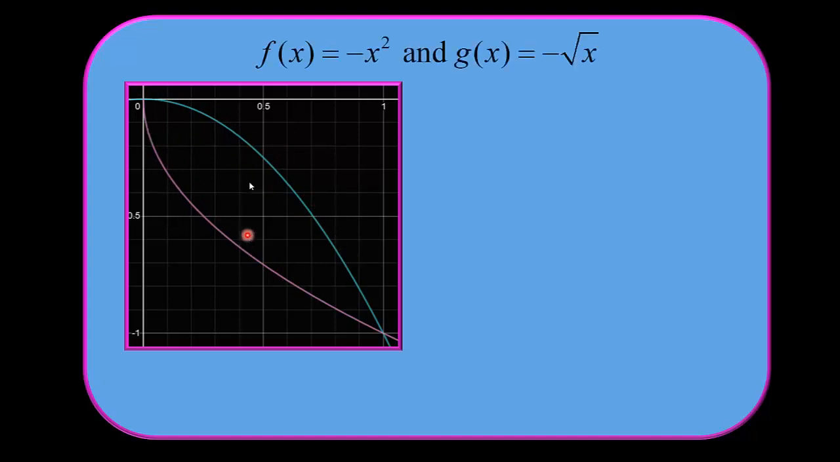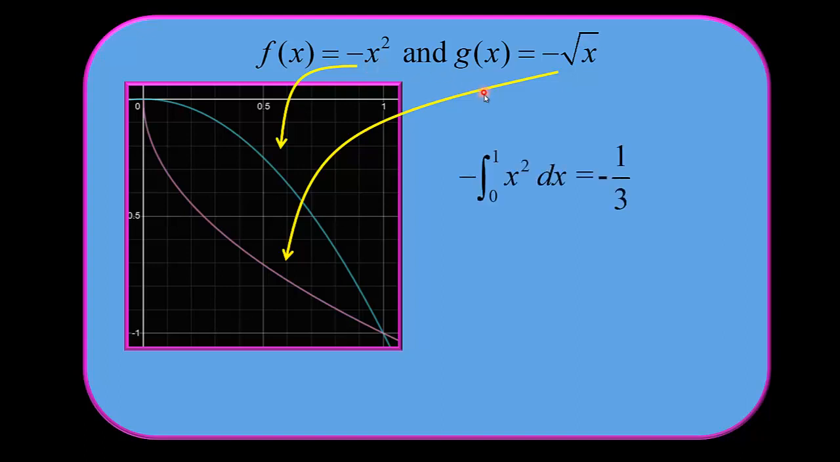Now these functions happen to be f of x equals negative x squared. That's this one right here. And g of x equals negative square root of x. That's this one here. And you can clearly see that the top function is negative x squared. So let's do this. Let's find out what the integral is from 0 to 1 of negative x squared. Now I went ahead and factored out the negative here. But what you get then is negative 1/3.